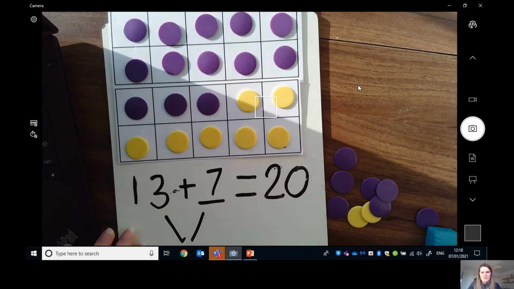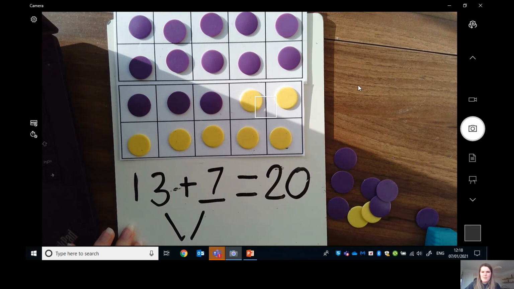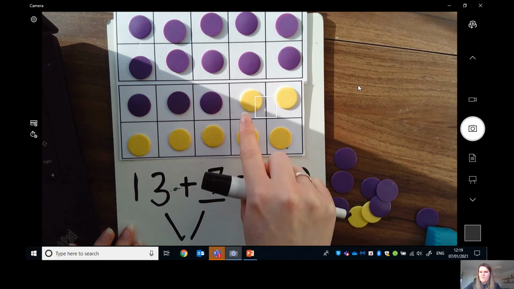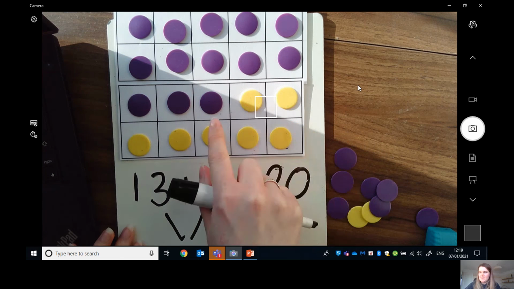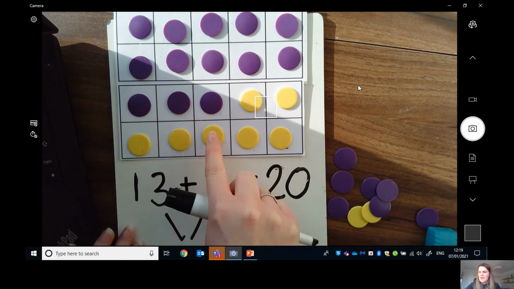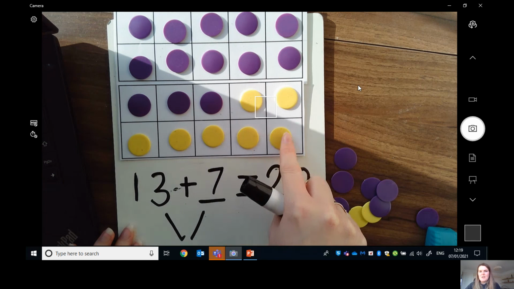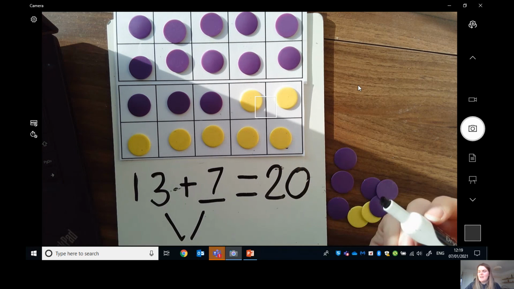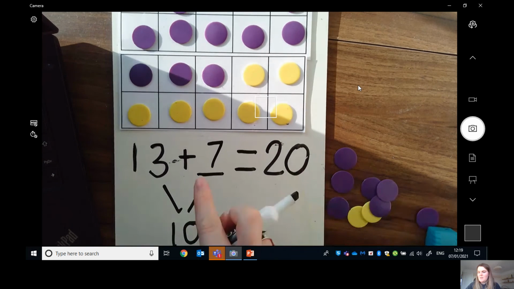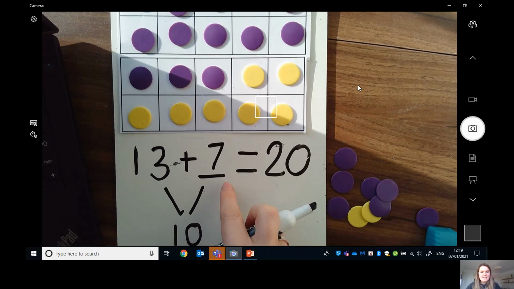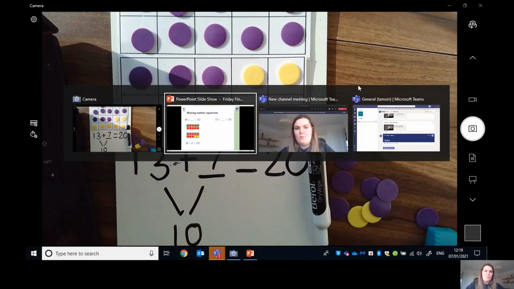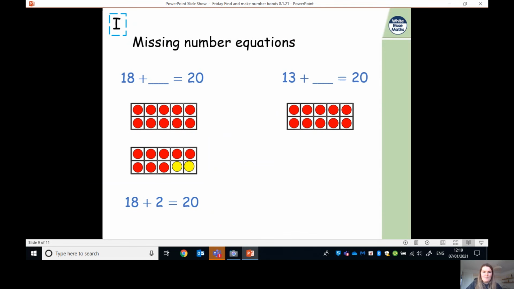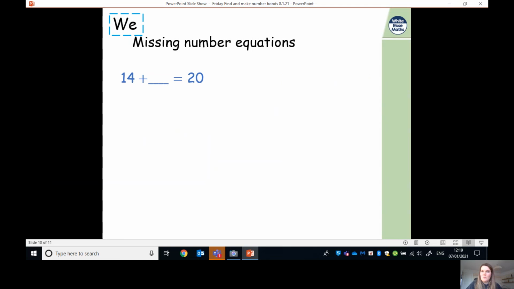Let's double check that 13 plus 7 equals 20. 13, 14, 15, 16, 17, 18, 19, 20. Absolutely. The missing number was 7. Great work, guys. 13 plus 7 equals 20. Your turn. Okay, you're going to tell me what to do.